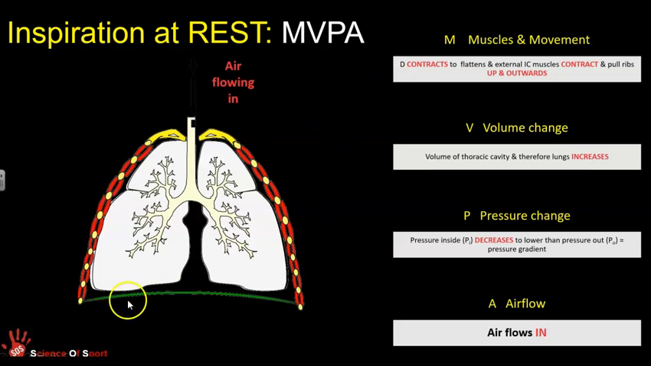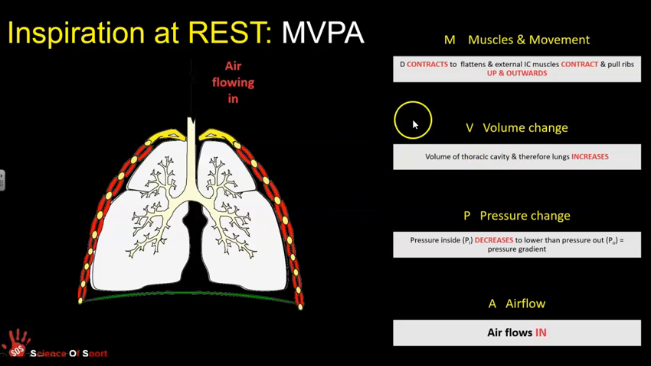So notably, the respiratory muscles contract to make the movement happen. The external intercostals move our ribcage up and out. Our diaphragm contracts to flatten, both of which change the shape or the volume of the thorax, this chest cavity, making it larger. So this muscle and movement occurs to create a volume change. Because it's made a bigger space, it increases the volume inside the thoracic cavity.